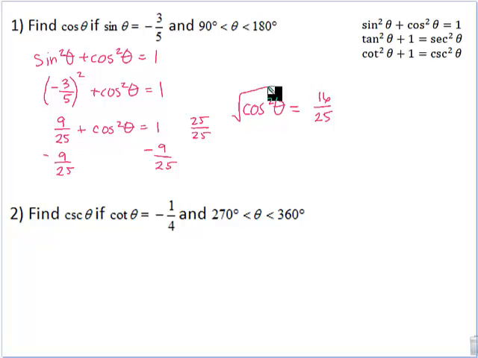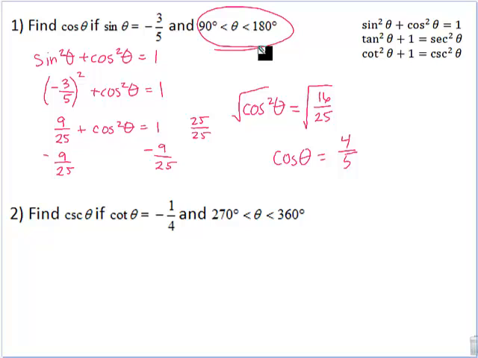And then how would we just get the cosine alone? Square root it. So cosine of theta should equal what? 16/25, the square root of that would be what? 4/5. And then what do you think this in between 90 and 180 was talking about? No idea? In between 90 and 180 was talking about where this is on the unit circle, so that we know whether or not to make it a positive measurement or a negative measurement.